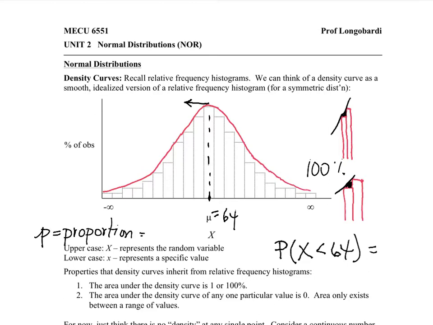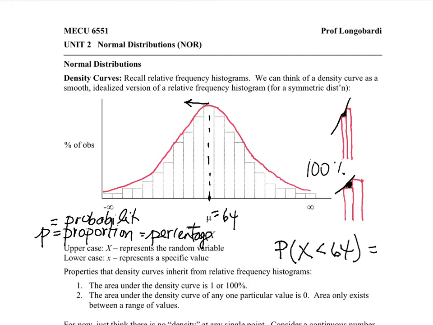It's also the percentage of observations. And because we are talking about the idealized version of the relative frequency histogram, because we have considered everyone, any mention of proportion is actually talking about probability of seeing a certain outcome. Okay? So we can call this also probability. So these terms are interchangeable.